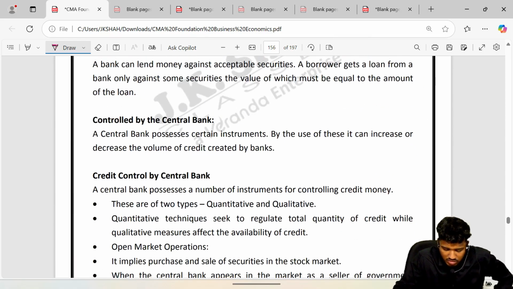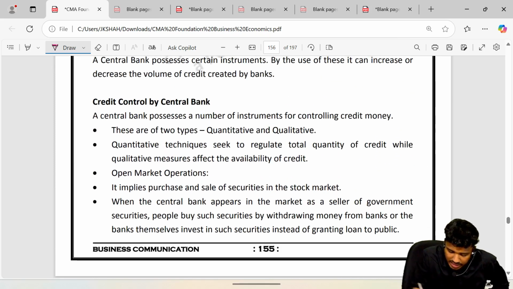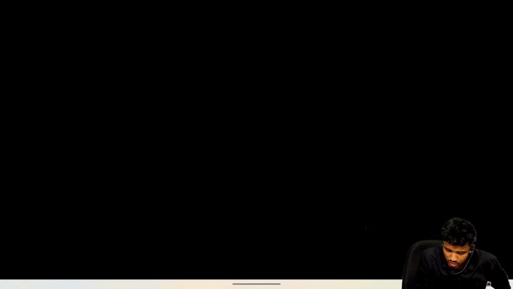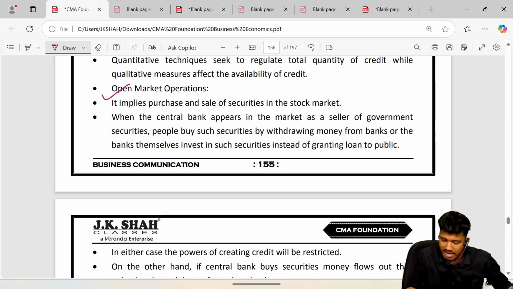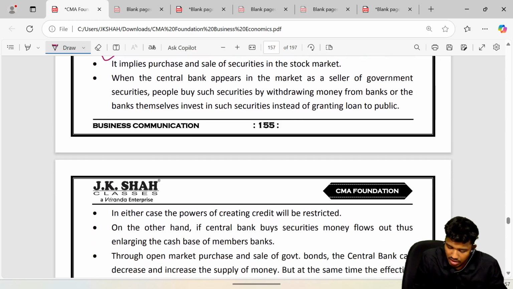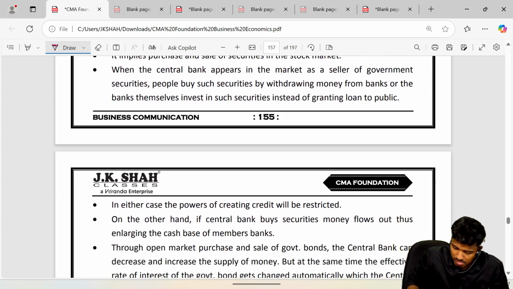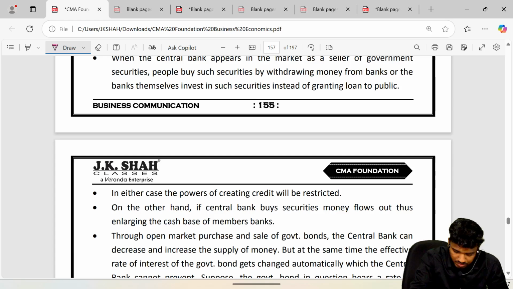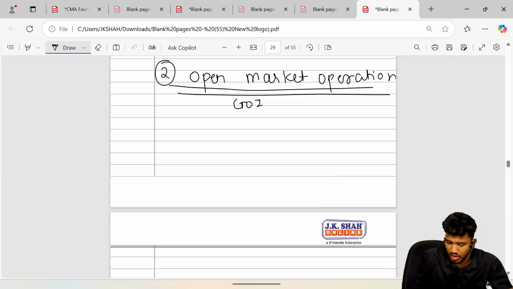Okay, next is something which is called open market operations. We'll do the next type, that is open market operation. What's open market operation? Let's understand. Okay, open market operation.